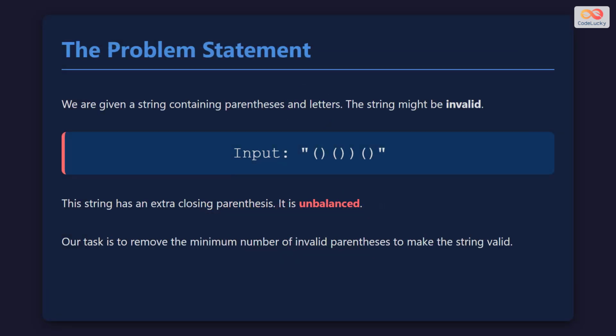So, here is the setup. We are given a string that contains parentheses and possibly some letters. The issue is that the parentheses might be unbalanced. For example, in the input shown here, we have an extra closing parenthesis. Our job is to remove the minimum number of parentheses necessary to make the string valid.